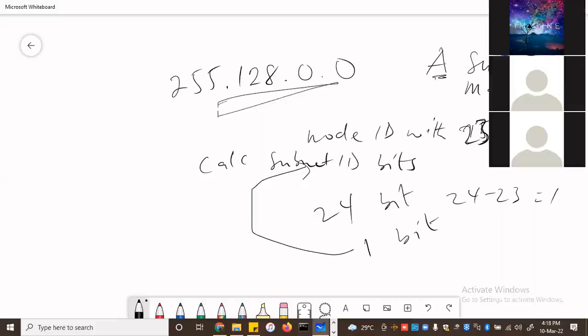This is something simple because it says class A. So instantly you click in your head: class A has got 24 bits of node ID bits. So if this question is saying the assignable number of bits for the node ID is 23, it means only one has been subnetted. So that one becomes your subnet ID bits in this scenario. There's only one. Are we good?